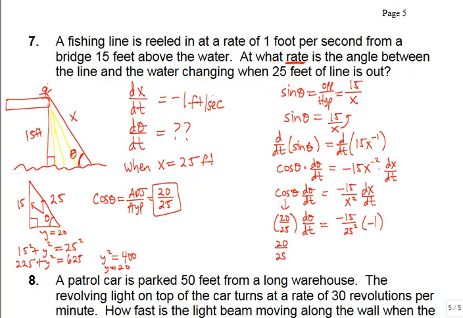So we have 20 over 25 times d theta dt equals positive 15 over 625. And to finish solving, I'm going to multiply by the reciprocal of my left-hand fraction. So I'm going to multiply by 25 over 20. We know that 25 goes into 625 25 times. We can cancel out some 5s here. I'm going to be left with a 3 here and a 5 here. So it looks like we're going to end up with d theta dt being 3 on top, and 5 times 20 is 100.